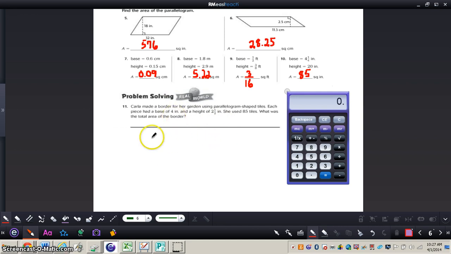All right, so we have the area. We have 4 times 2 1/2. Okay, now 4 times 2 1/2 will give us 10. And then from there, what you'll need to do is multiply 10, that's the area of each tile, by 85, giving you an answer of 850 square inches.